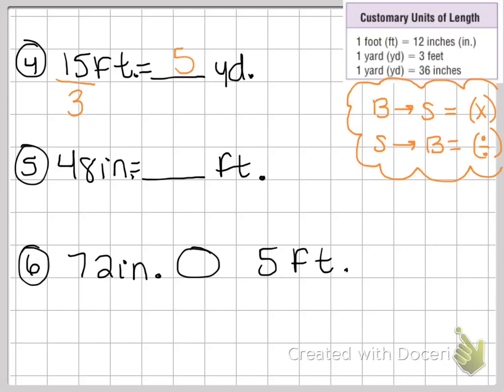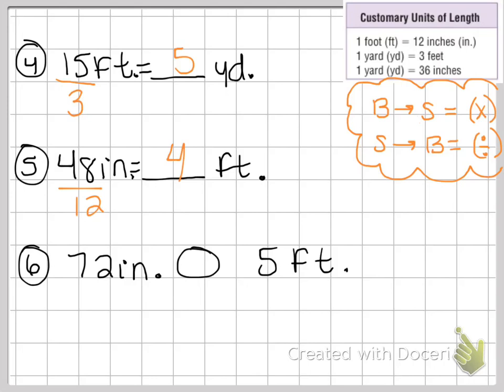Number 5, 48 inches to feet. Let's think about, okay, inches are smaller than feet, and there are 12 inches in every foot, so we need to divide by 12, and we get 4 feet. And then taking a look at our last problem, we have 72 inches, and we need to compare it to 5 feet to see if they're equal to each other or if one is greater than the other.